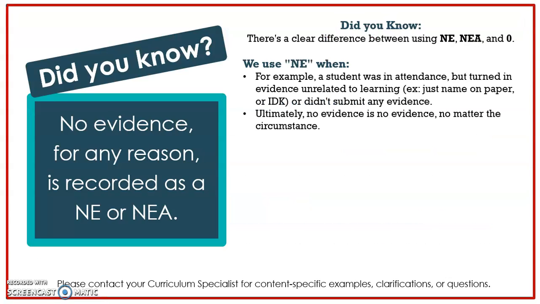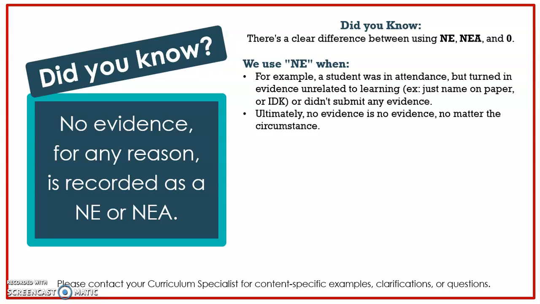First off, no evidence for any reason is recorded as NE, meaning no evidence, or NEA, meaning no evidence absent. There's a clear difference between using the NE, no evidence, the NEA, no evidence absent, and 0 in the gradebook.